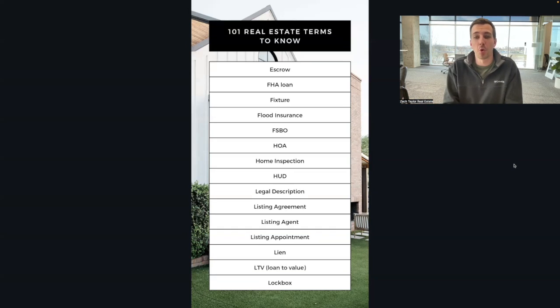FSBO. This is a for sale by owner. This means a seller chose currently to not list with a real estate agent. They're trying to sell their house on their own. You can see these on Zillow or different for sale by owner websites, but that's a FSBO.